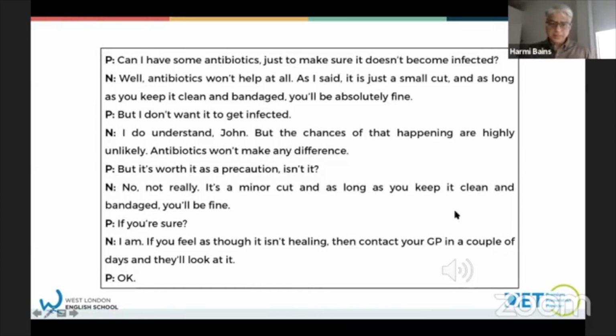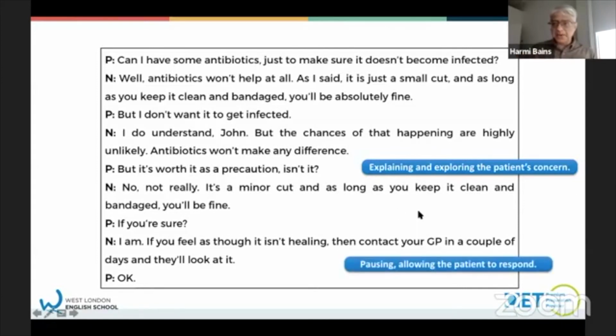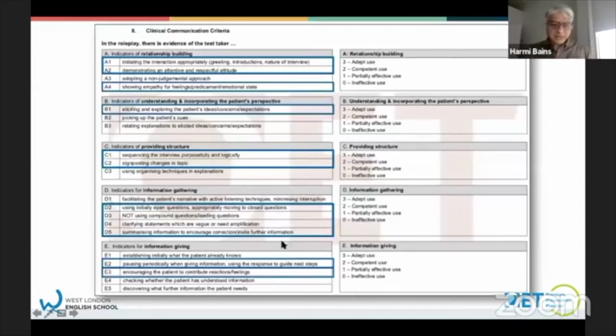All right, guys. You can see here, again, the nurse didn't dismiss the patient. The nurse didn't say, well, look, you don't need antibiotics, and she just moved on to the next task. But actually, they talked about it. They explored the patient's concerns. And we've seen already that's in the criteria. She used pauses as well at the end, inviting the patient to speak. And we talked about that already down at the bottom with information giving, using pauses, exploring the patient's concerns. Okay, and also understanding and incorporating the patient's perspective.